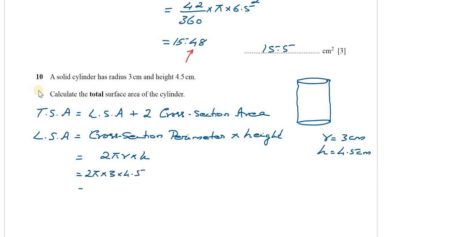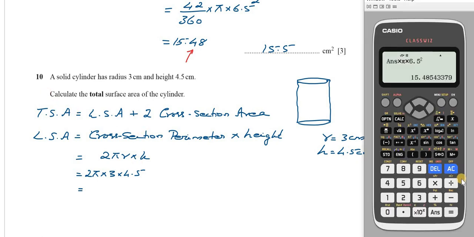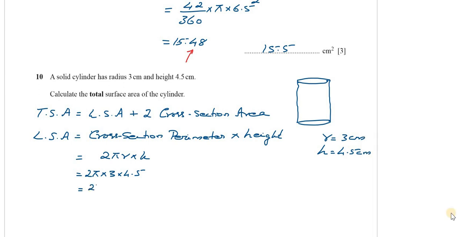So we got the answer here. We can use the calculator and find the answer there. 2 into pi into 3 into 4.5, you are getting it as 27 pi. Okay, we will write it as 27 pi. At the end, we will change it into decimal form. Okay, lateral surface area, we got it.